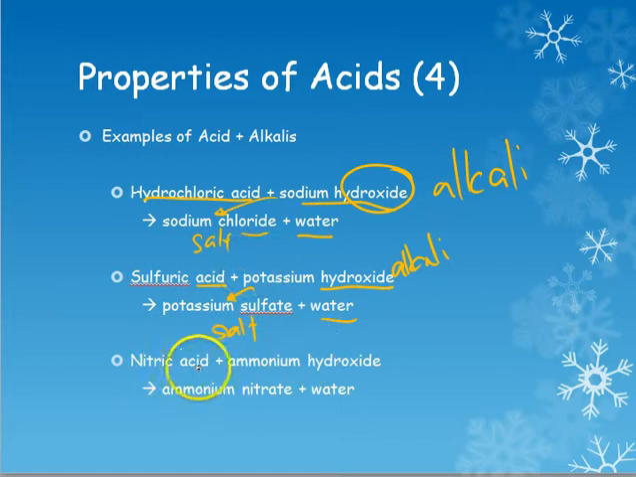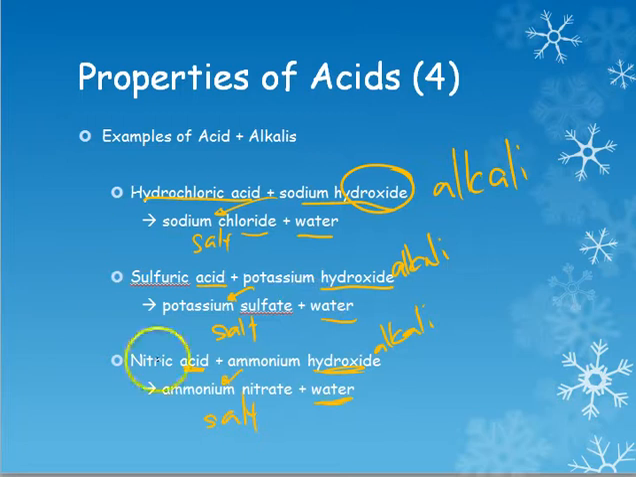And the last one, nitric acid plus ammonium hydroxide. Acid plus hydroxide. Hydroxide is alkali. So I know that it will be salt plus water. But what salt is produced? Since it is a nitric acid, it will form a nitrate salt. Then you bring the name ammonium down, so it forms ammonium nitrate.